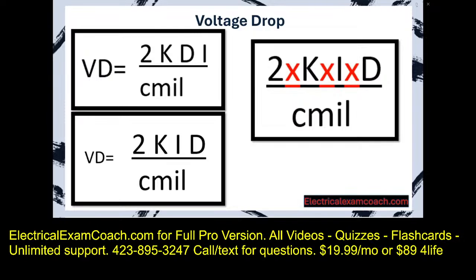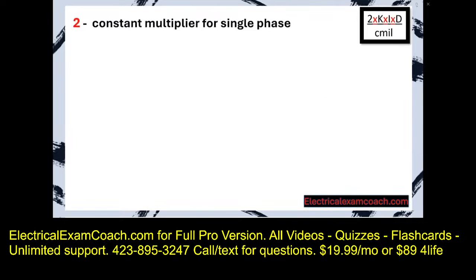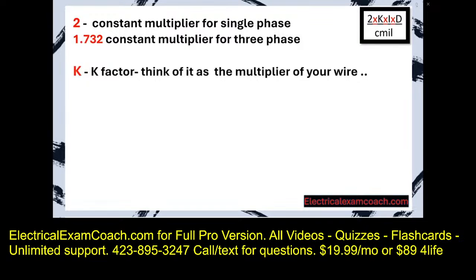Now let's learn what each one of these individual pieces mean. 2 is going to be our constant multiplier for single phase. If we're doing 3-phase, we're going to use 1.732 as our multiplier. K is going to be the K factor. And I want you to think of it like a multiplier for your wire. For copper, it's 12.9, and aluminum, it's 21.2. Don't worry about remembering all this.